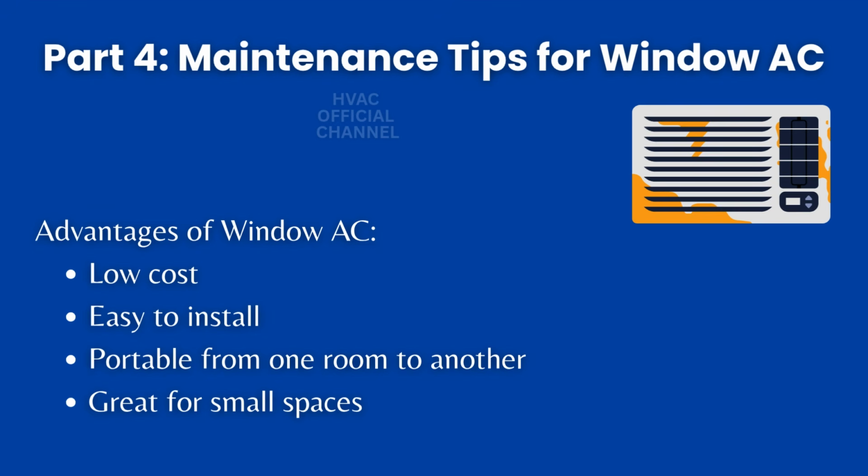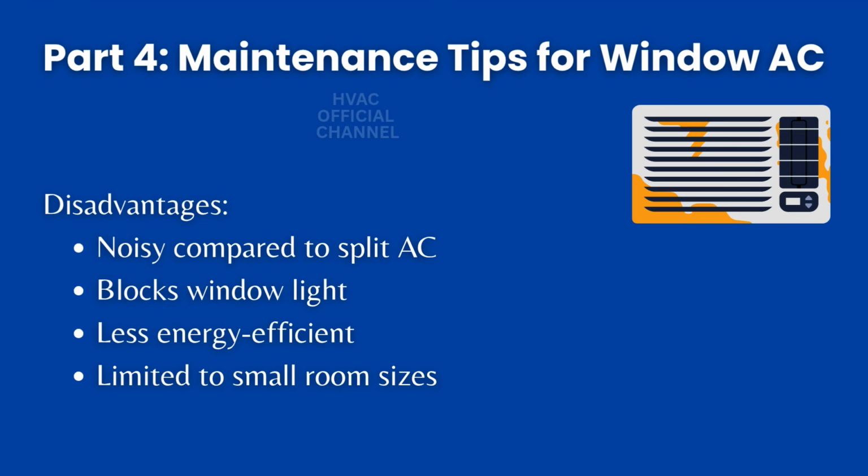Advantages of window AC: low cost. Easy to install. Portable from one room to another. Great for small spaces. Disadvantages: noisy compared to split AC. Blocks window light. Less energy efficient. Limited to small room sizes.